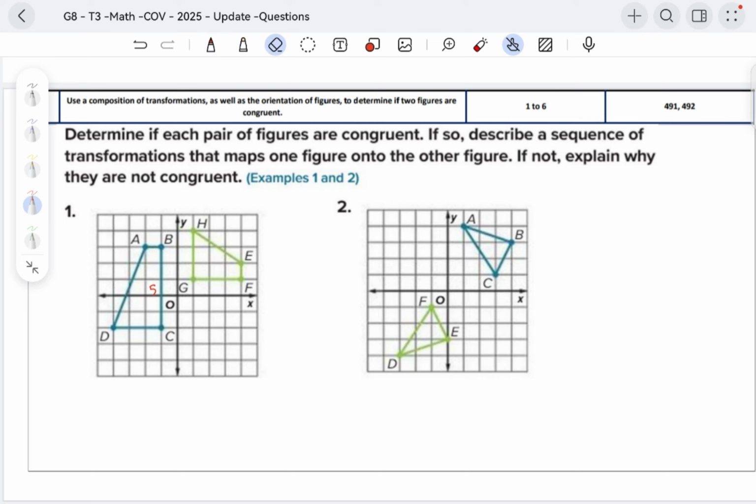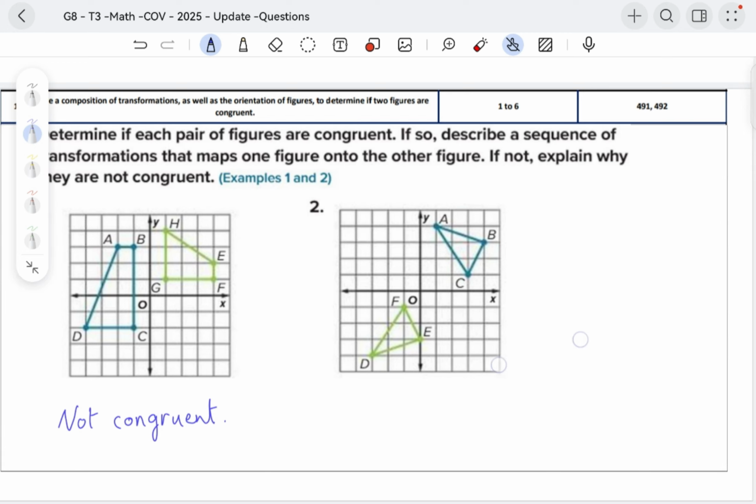Let's start with the first shape. For the first shape, as you can see, we have different size. So they are not congruent. To say that the two shapes are congruent, they should have the same size, same shape, same angles, same side length, everything should be the same. Both figures should be identical to each other.